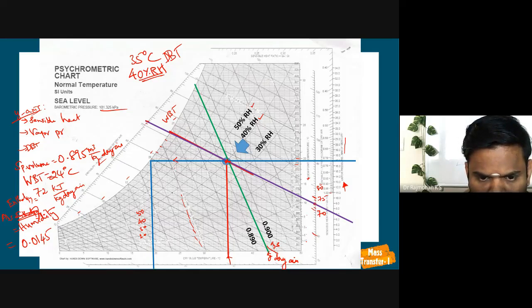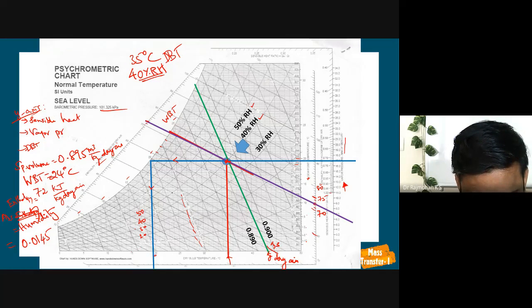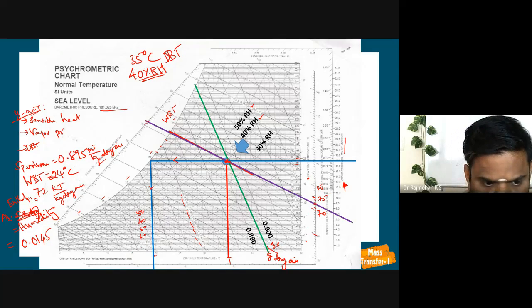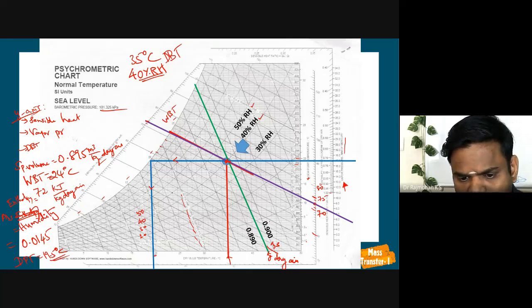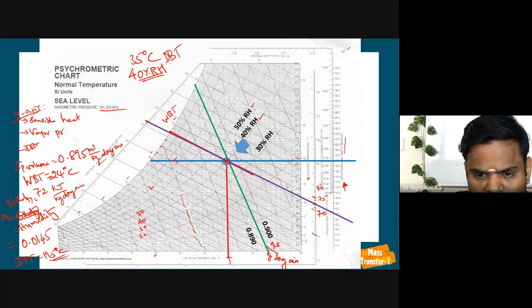Similarly, what about dew point temperature? Dew point temperature is here, that is here it is 20, we have here 15, 16, 17, 18, 19, 20. So it is around 19.5. So we get the dew point temperature as 19.5 degrees Celsius. So these are the values which we can obtain from the graph.